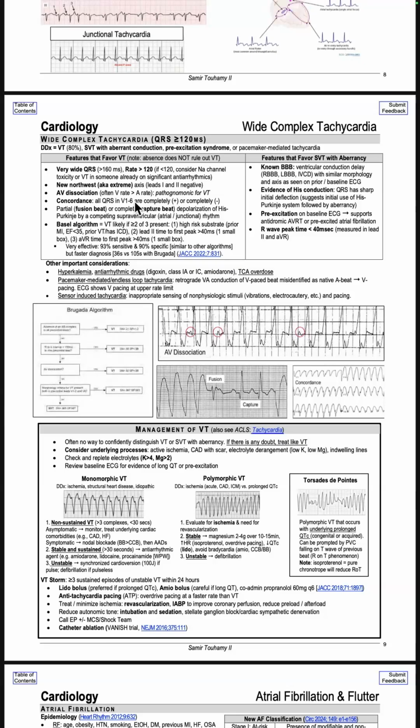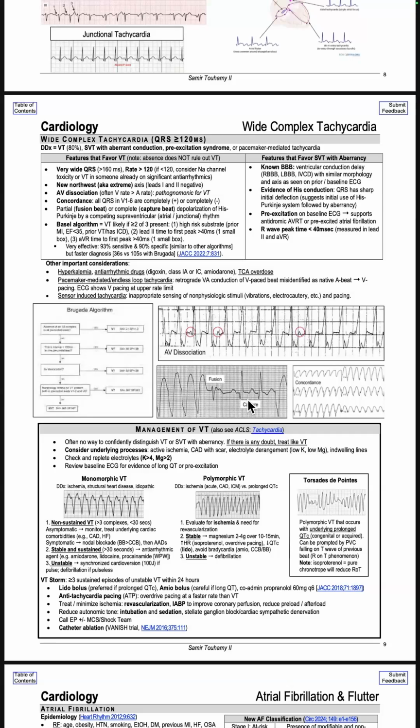There's concordance in which all QRS in V1 through V6 are positive or negative. Any fusion or capture beats. Fusion beats are when there is a hybrid QRS that looks both normal and wide. And capture is when there is a normal looking QRS in the middle of a wide complex tachycardia.